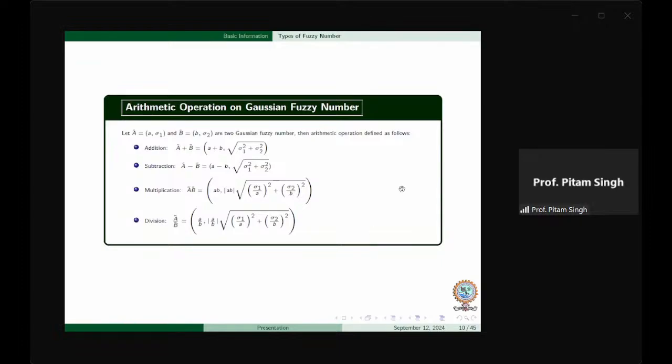And its arithmetic operations are very simple. If we consider two Gaussian fuzzy numbers, one with standard deviation sigma 1 and another with sigma 2, then arithmetic operations are defined as addition, subtraction, multiplication and division. It is very simple: addition of two fuzzy numbers, subtraction, multiplication, division. So we can consider the fundamentals as Gaussian.